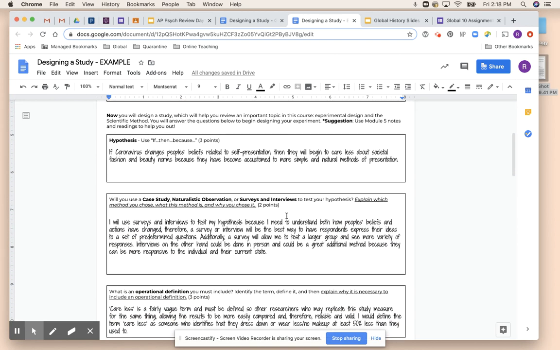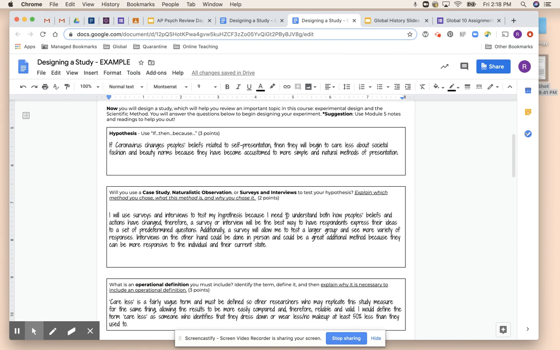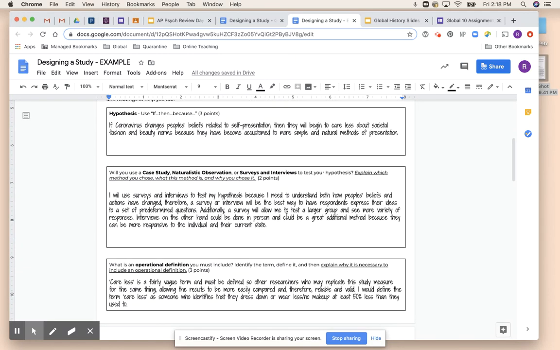So next I'm going to get to the part where I'm actually designing the study. So first thing you always do is you're making a hypothesis. And as you've learned in countless science classes probably before, do it in the if, then, because model. So if coronavirus changes people's beliefs related to self-presentation, then they will begin to care less about societal fashion and beauty norms because they have become accustomed to more simple and natural methods of presentation. That's my hypothesis. You can't steal it.